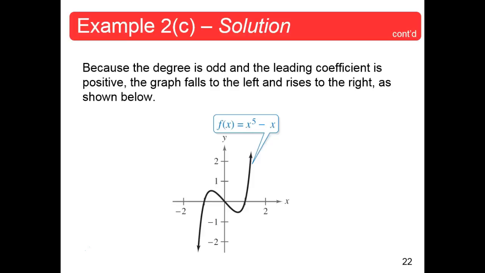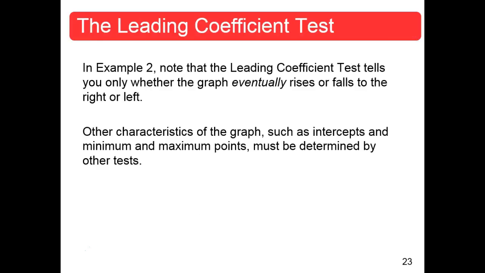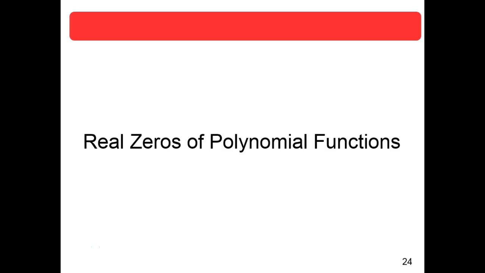Okay? Now that's beyond what this is doing, but since I had such nice graphs here for us, I thought we'd use those to our advantage. So, in example 2, which we just did, note that the leading coefficient test, I like to call it a leading term test, tells you only whether the graph eventually rises or falls to the right and to the left. That's all it tells us. The other characteristics of the graph, what's going on in the middle there, such as intercepts, minimum and maximum points, must be determined by other tests. I've already given you a hint on some other things that you can use, but it doesn't tell you what they are. It just tells you how many you might have.